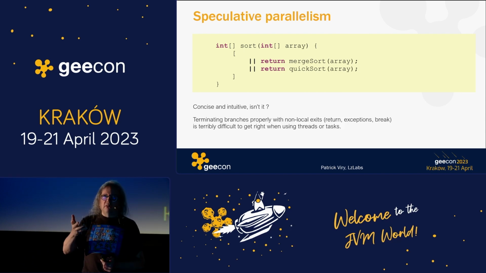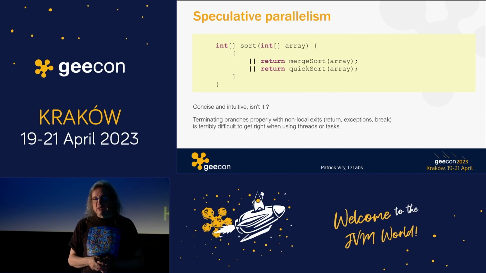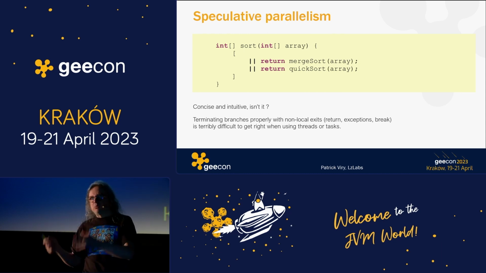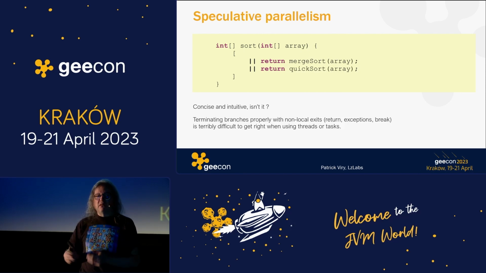Written this way, it's very concise and intuitive. If you have ever written parallel code, you probably know that properly terminating branches is very difficult to get right. Typically, when you have an exception inside a parallel branch, there is something that's difficult to manage. Here, the compiler is doing everything for you.